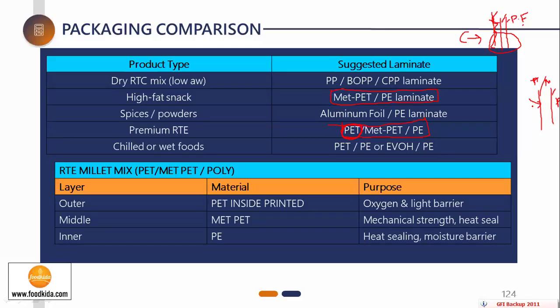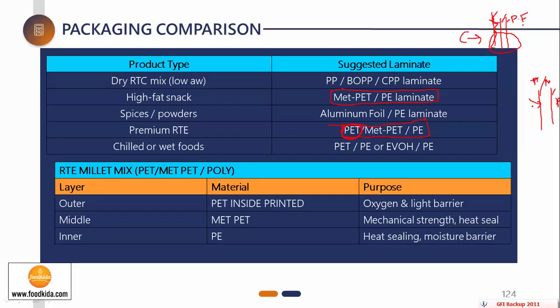Yeah, sir. What about the frozen products? Frozen products, I need to check because I never worked with frozen products. I worked a lot with RTE and sauces. So the basic standard in the market is PET 12 microns, METPET 12 microns, poly 60 to 70 microns. This will ensure a good 6 month stability.